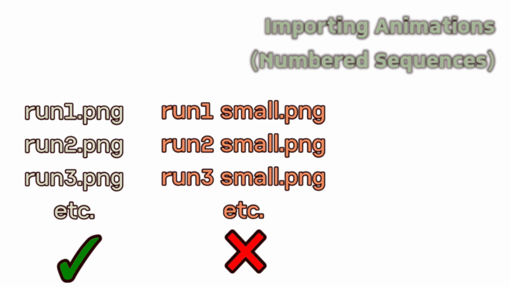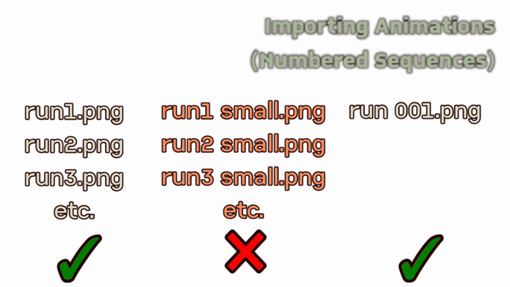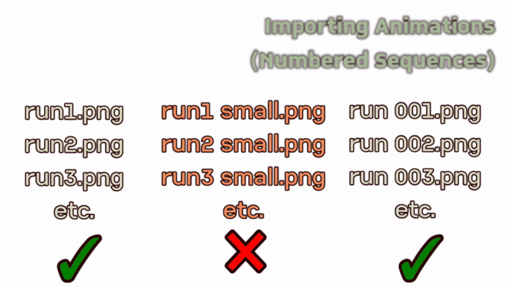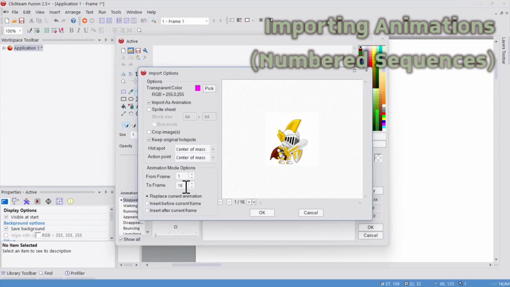Now, it can't have anything after that, and the number needs to be at the end, but it can have preceding zeros. So you can have run 001, and then it'll look for run 002. Once Fusion finds the extra files, it will show you how many frames will be added. And you can choose to replace the current animation so that the animation sequence is just what you're importing, or you can insert it before or after the animation sequence that you've created.